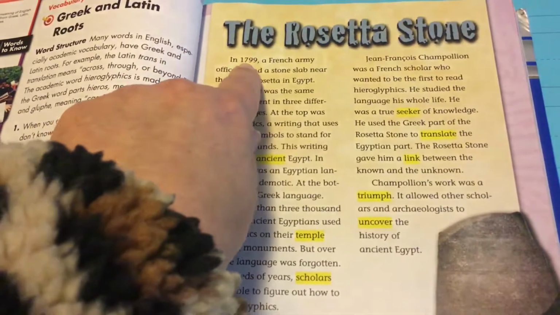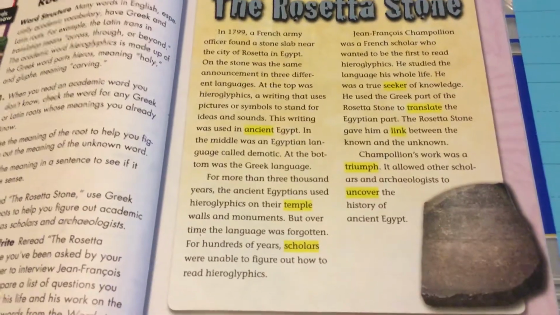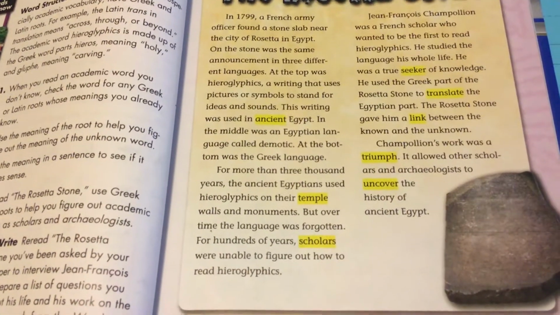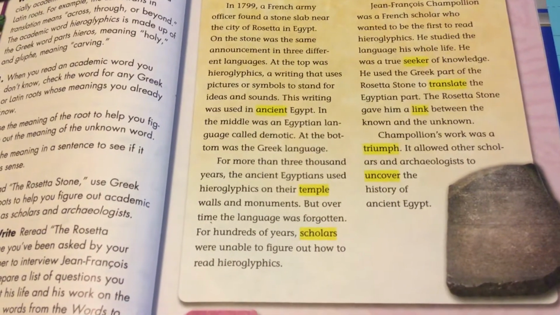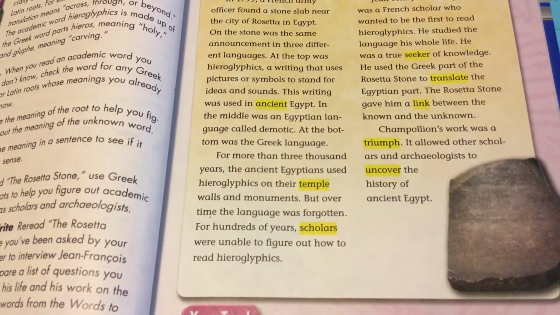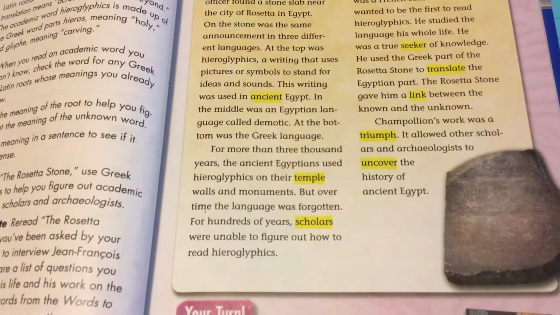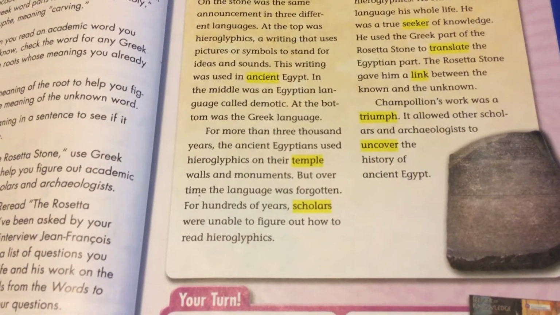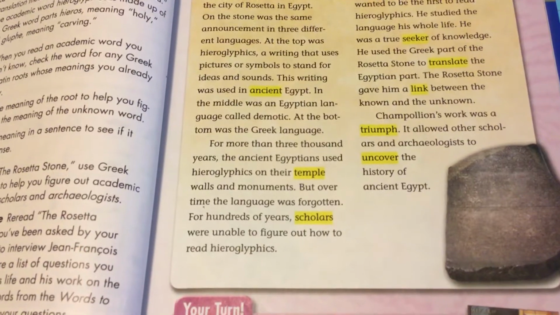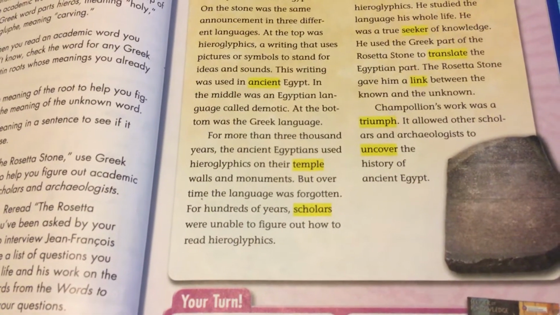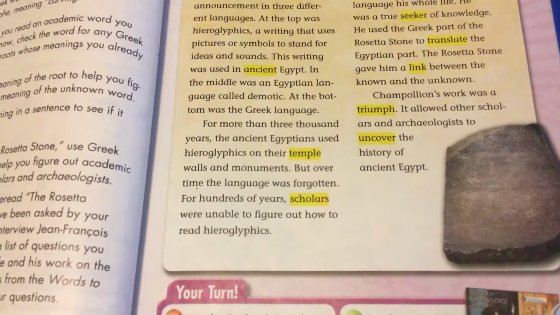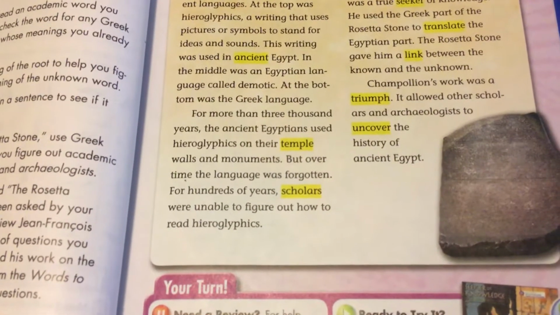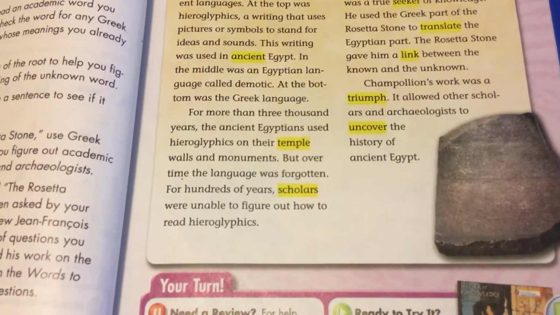Right, following along. In 1799, a French army officer found a stone slab near the city of Rosetta in Egypt. On the stone was the same announcement in 3 different languages. At the top was hieroglyphics, a writing that uses pictures or symbols to stand for ideas and sounds. This writing was used in ancient Egypt. In the middle was an Egyptian language called Demotic. At the bottom was the Greek language. For more than 3,000 years, the ancient Egyptians used hieroglyphics on their temple walls and monuments. But over time, the language was forgotten.